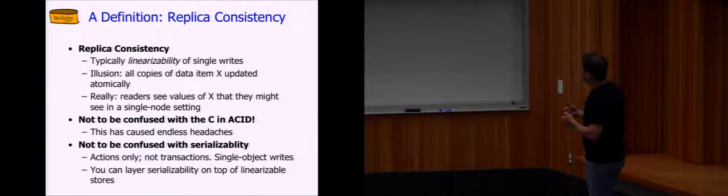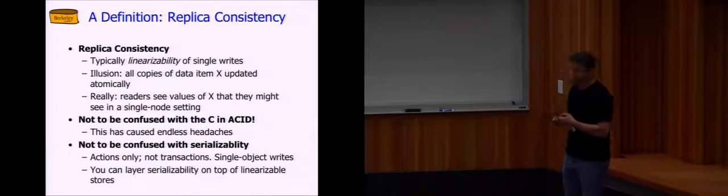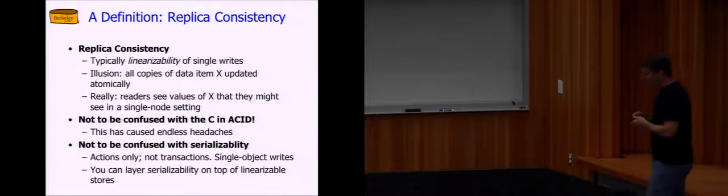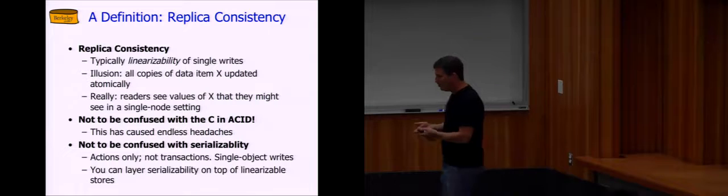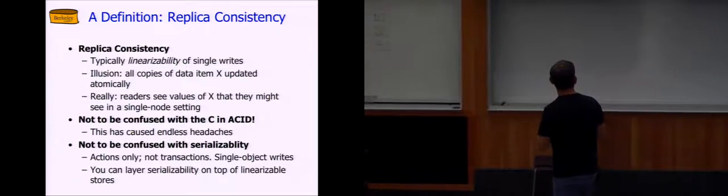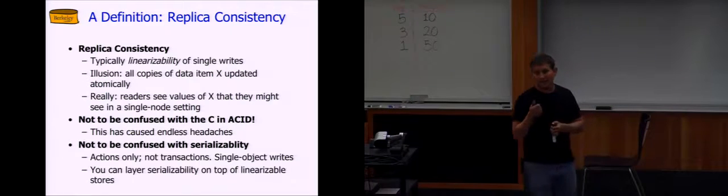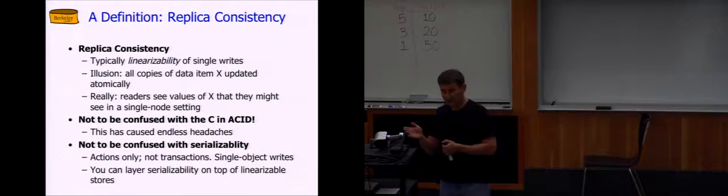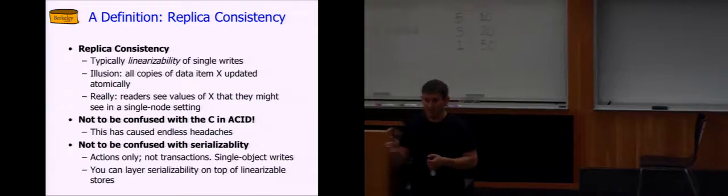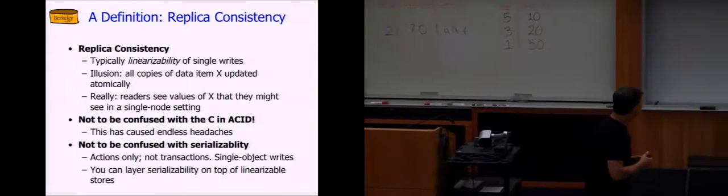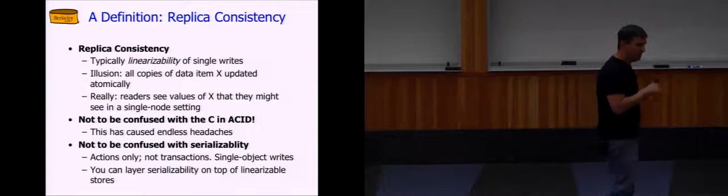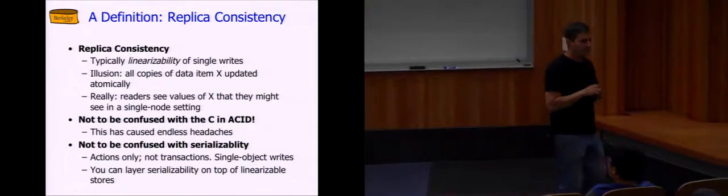So this is sometimes called a single system image. It's as if you only had a single copy. All right, that's the illusion we want to provide. Much like serializability, we don't actually have to do that. We just have to make it look like we did that. So really what we're going to guarantee is that readers see a value of X that they would have seen in a single system image, at some point, in some schedule on a single system image. All right. So that's what we want to achieve, that readers can't tell that they're in a distributed system based on versions of individual items.